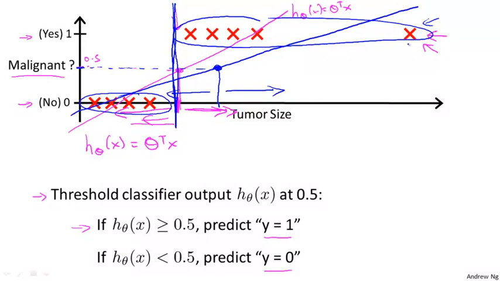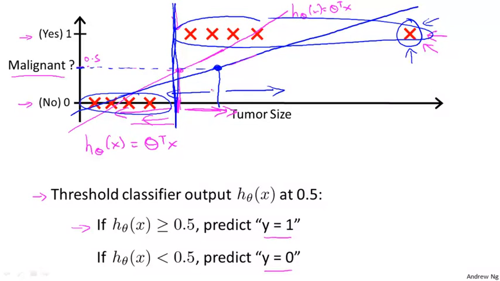But somehow, by adding one example way out here to the right, this example really isn't giving us any new information. I mean, it should be no surprise to the learning algorithm that the example way out here turns out to be malignant. But somehow adding that example caused linear regression to change its straight line fit to the data from this magenta line to this blue line over here, and caused it to give us a worse hypothesis. So applying linear regression to a classification problem often isn't a great idea.